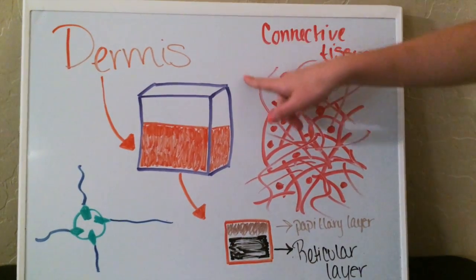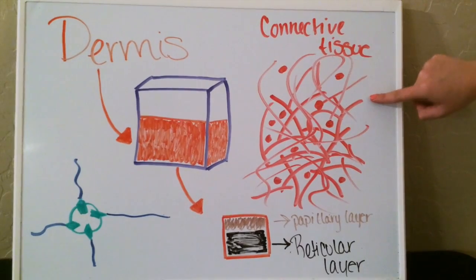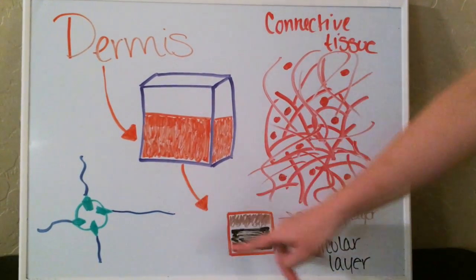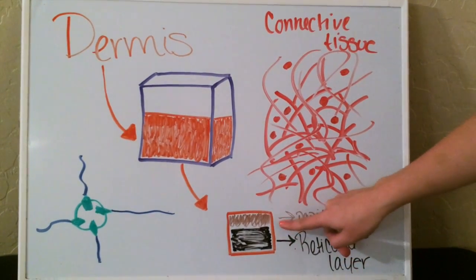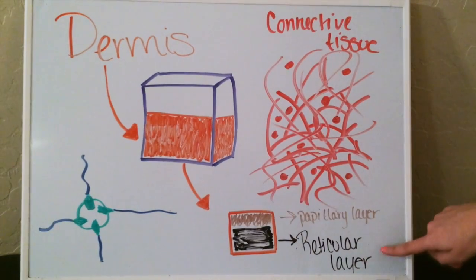The dermis of the skin is composed of strong and flexible connective tissue. It is also supplied with many blood vessels and nerves. It contains 2 layers. The top layer is called the papillary layer. The bottom layer is called the reticular layer.